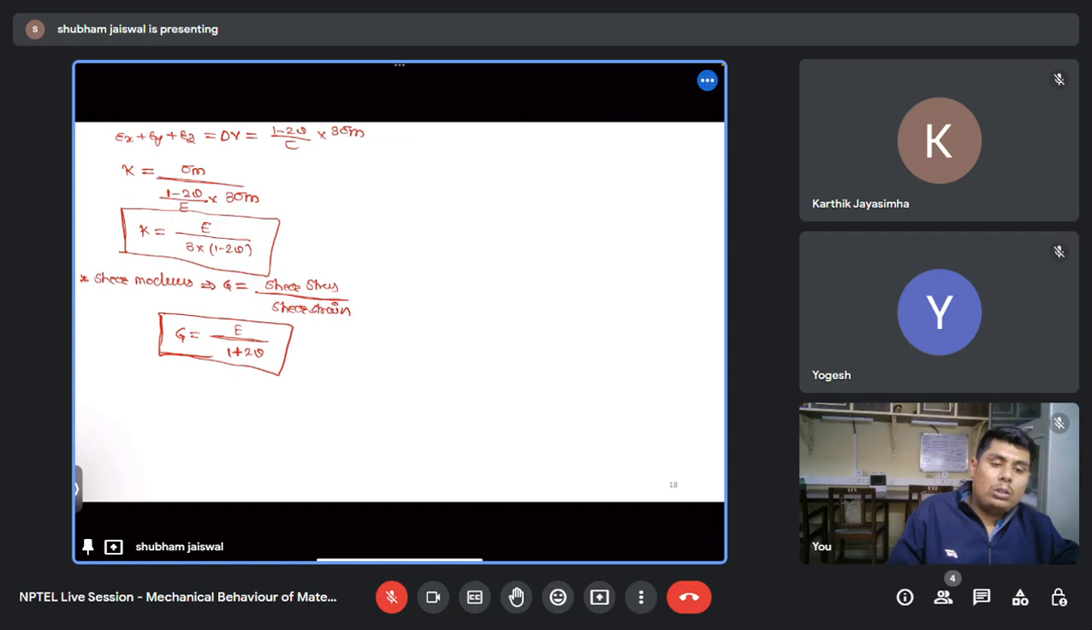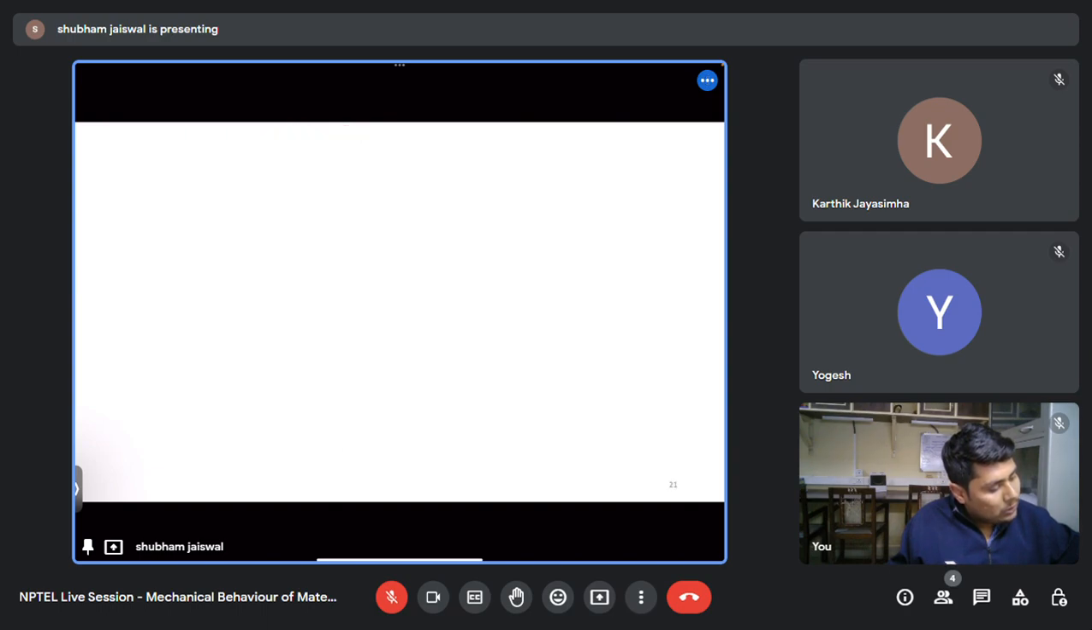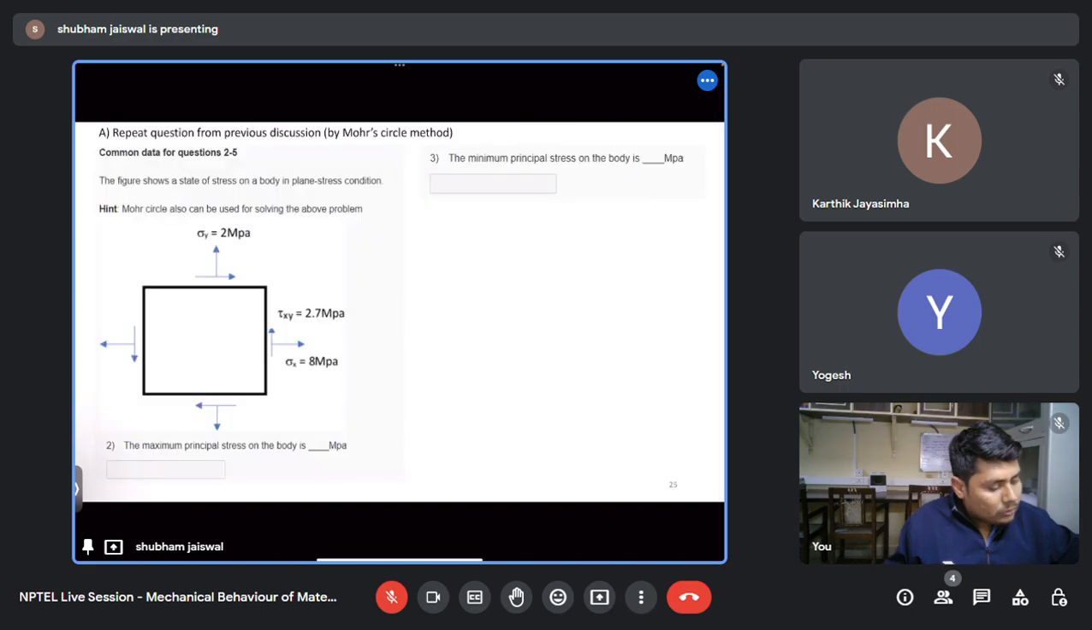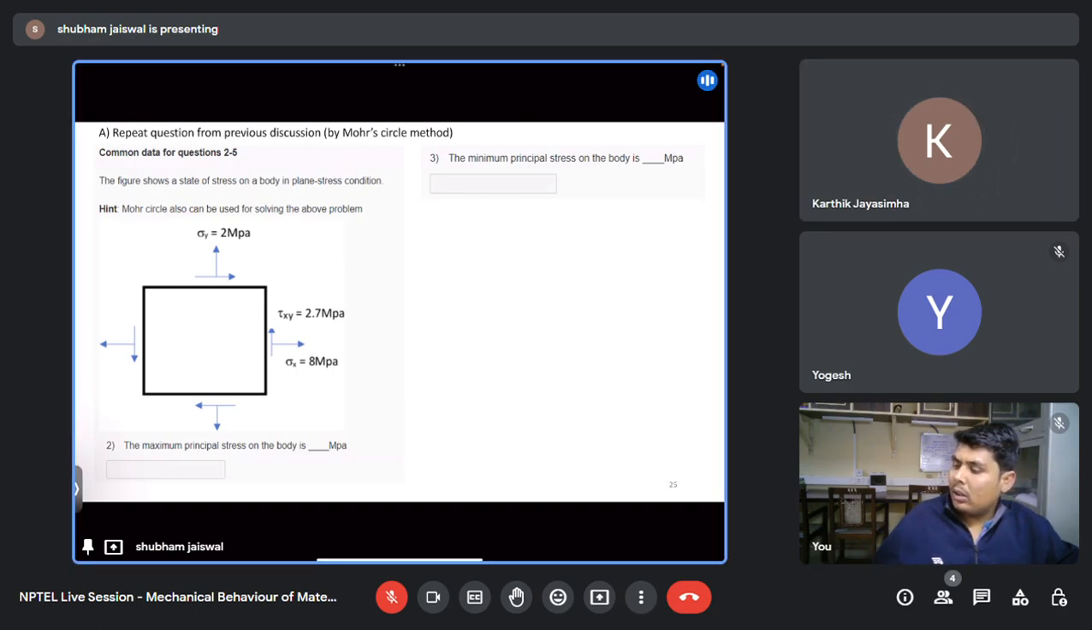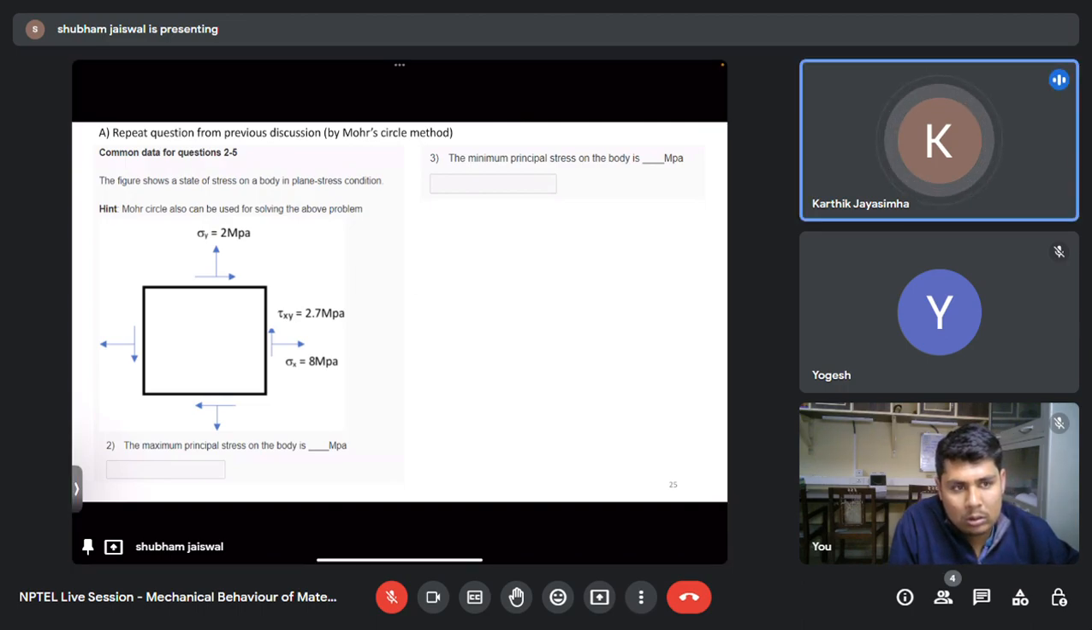So now we have almost recapitulated the things we have seen. Now we will try to solve some concept related problems, the same question from the assignment. Yeah, Karthik. Is shear modulus E by 2 into 1 plus nu or 1 plus 2 nu? It is E upon 1 plus 2 mu. 1 plus 2 nu. Okay.